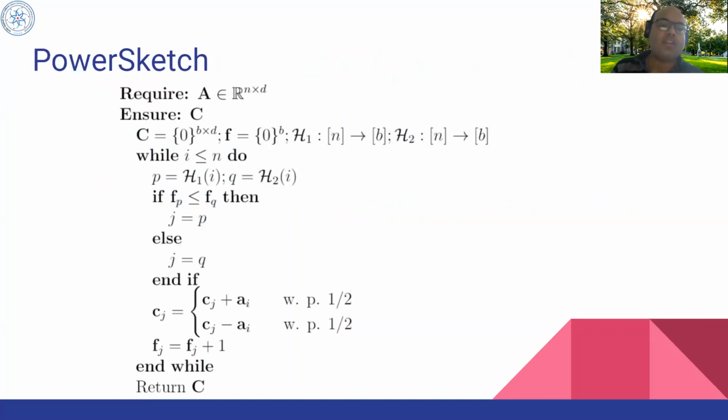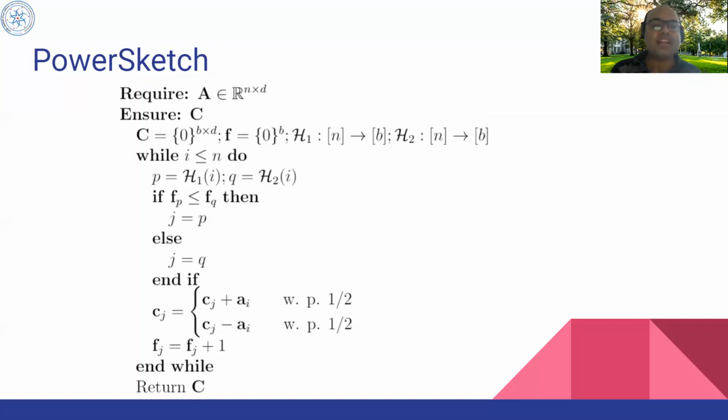So our algorithm is like this. We call it power sketch. It takes an input A of dimension n cross d and returns an output matrix C of dimension, say, b cross d. The algorithm has two hash functions h1 and h2 which take a scalar from 1 to n and output a scalar from 1 to b. These two hash functions are independent of each other. The algorithm also maintains an array which keeps track of how many collisions have occurred in each bucket. By bucket I mean each row of C.